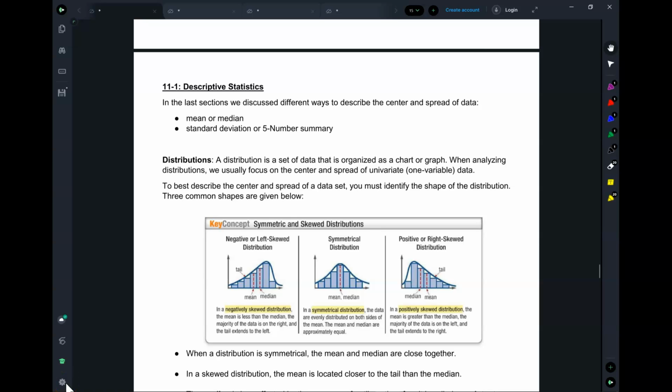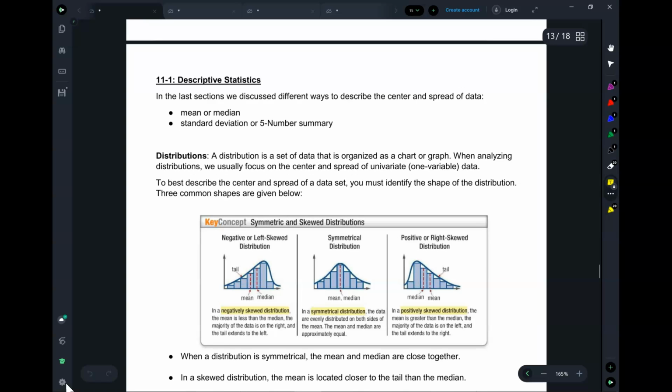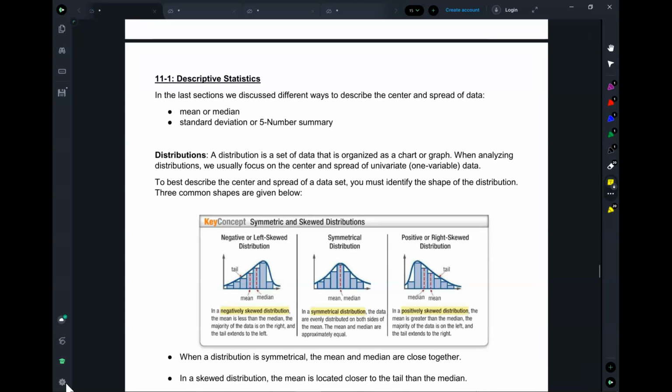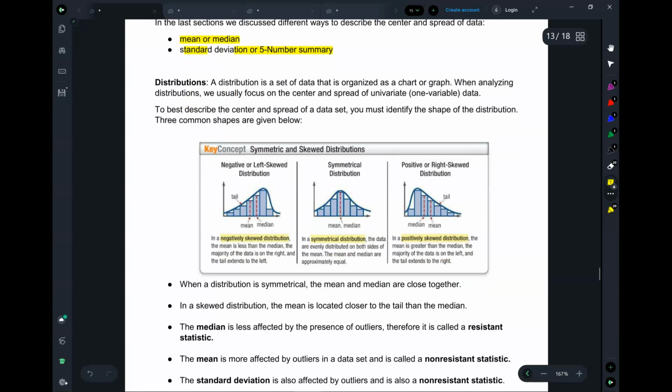What we've talked about until now is we came up with different ways to discuss and present center and spread of data. We have one way with the mean and the median. So if you have a specific data set, you can say, okay, here's the mean, here's the median. Or you can talk about standard deviation and the 5-number summary. All right? Okay, let's talk about distribution.